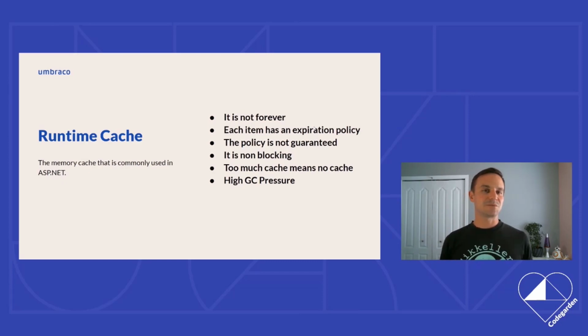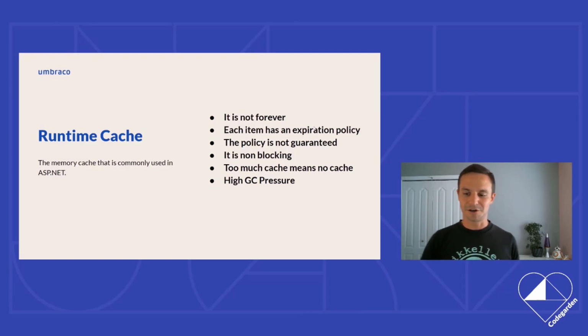And then too much cache means no cache, because if you put too much stuff in the memory, it's going to exceed the cache limit, and then it's going to evict that cache again. And this is what is called cache turnover. So it keeps going in and keeps getting chucked out, which means you're going to put an extreme amount of pressure on your garbage collector.